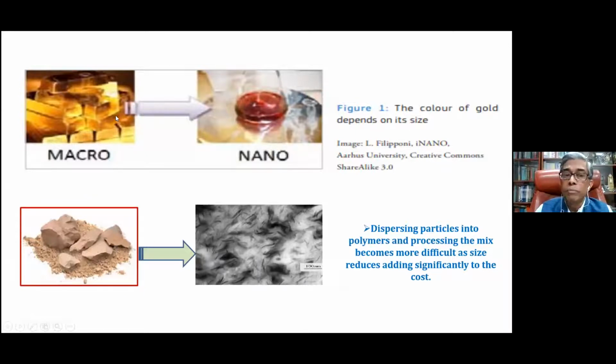So if I convert macro gold into nano, and then you disperse it, you see a color which is totally a different color, okay, which has been studied by scientists and published in nano journals. So the color depends on the size, because when you see a color, it depends on the light, how it is being reflected from that surface.